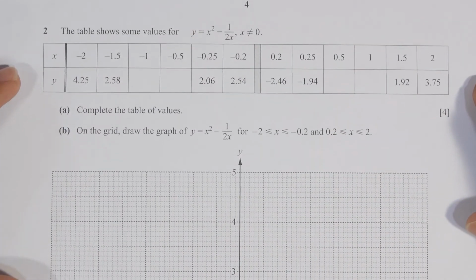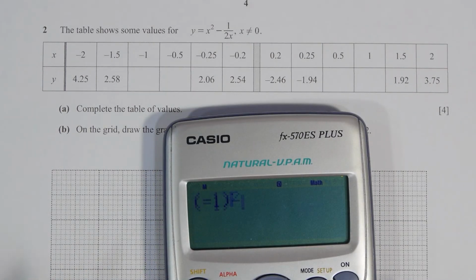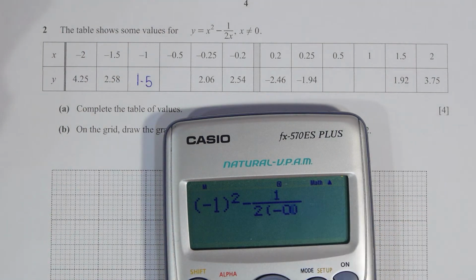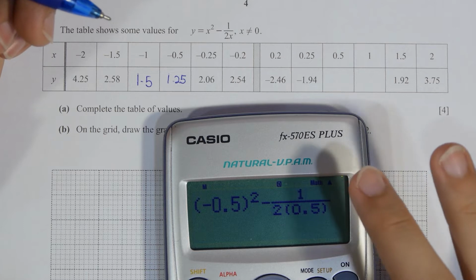Question 2, pretty straightforward. Simply substitute the values of -1, -0.5, 0.5 and 1 into the x position of the formula. Then you'll be able to construct the curve, which looks as such.